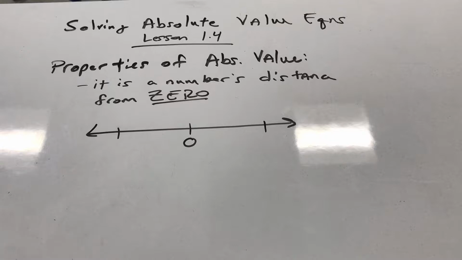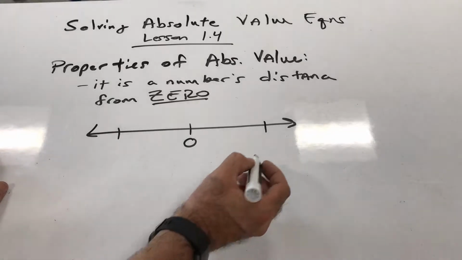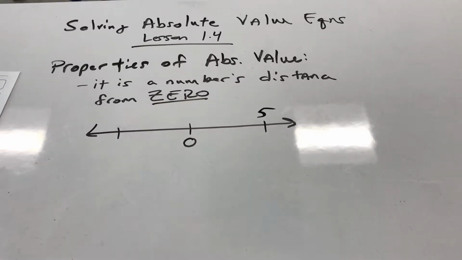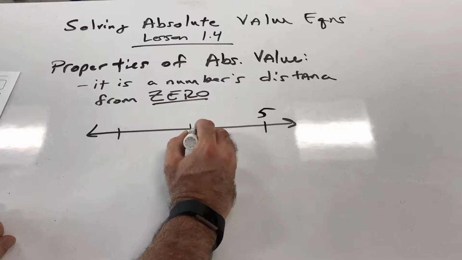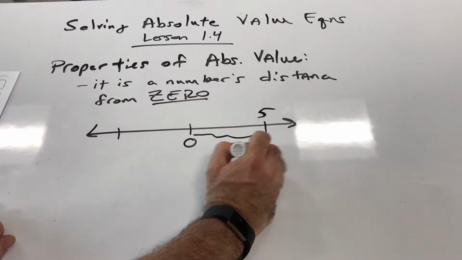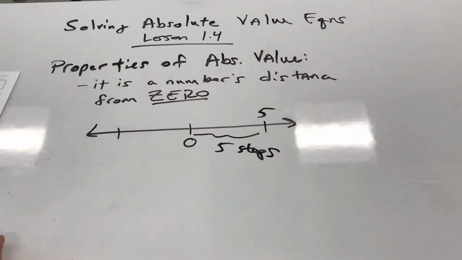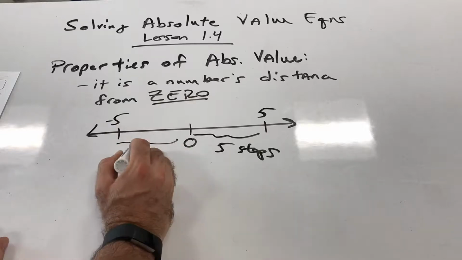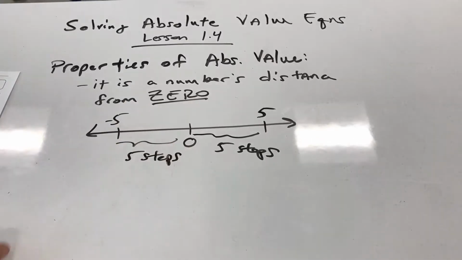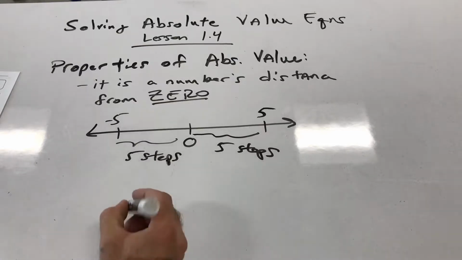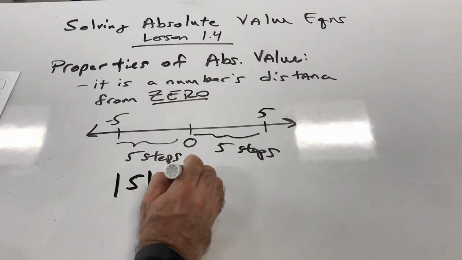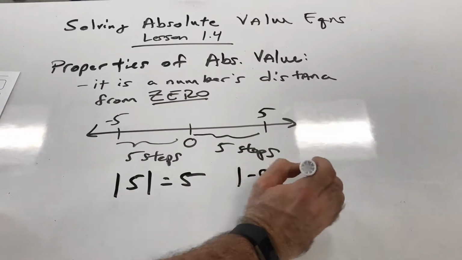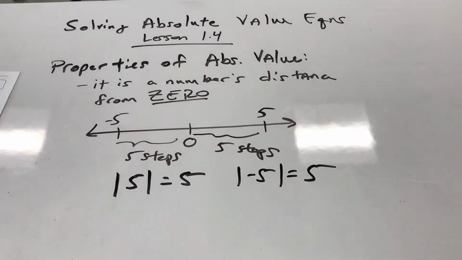So, for example, if I want to find a number's distance from zero, let's say I have the number 5 on the number line. Well, the number 5 has a distance from zero of 5 steps. And then there's also another number out there that has a distance from zero that is 5. It's the number -5. I also know that that's 5 steps away. So the way we write that is that the absolute value of 5 is 5. And the absolute value of -5 is also 5.